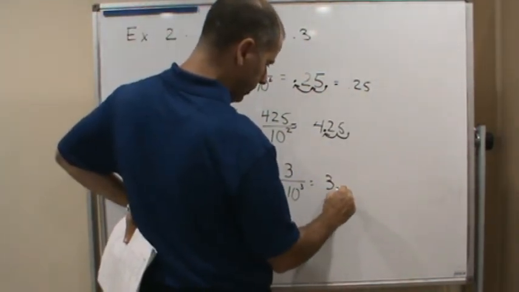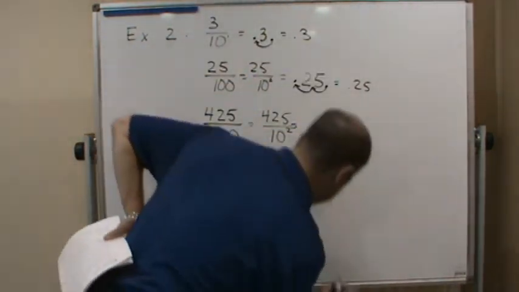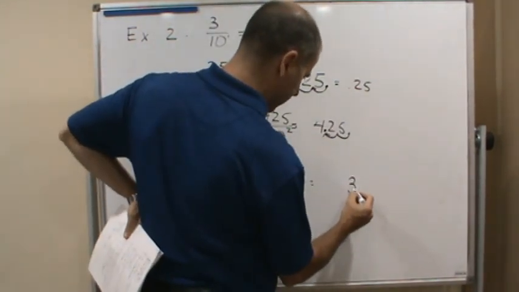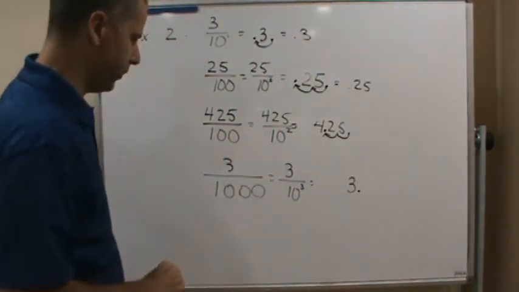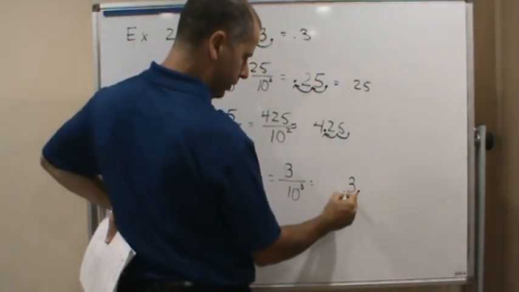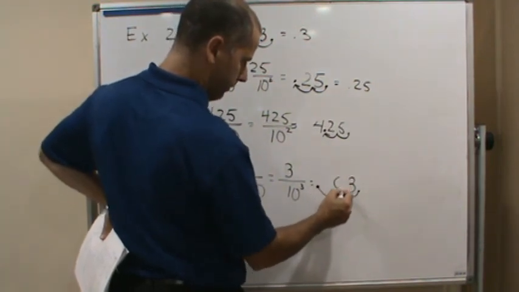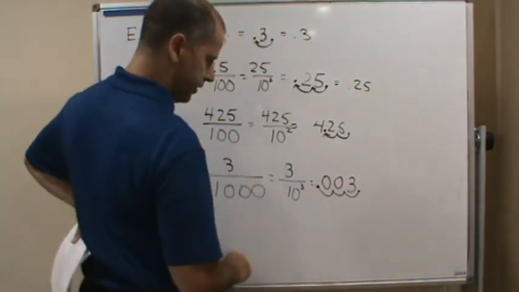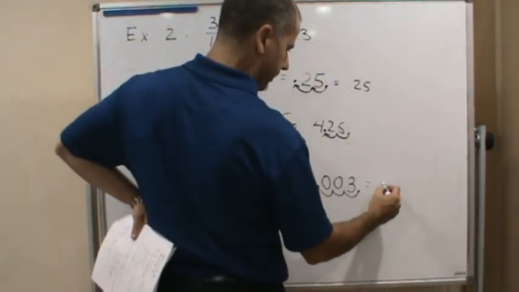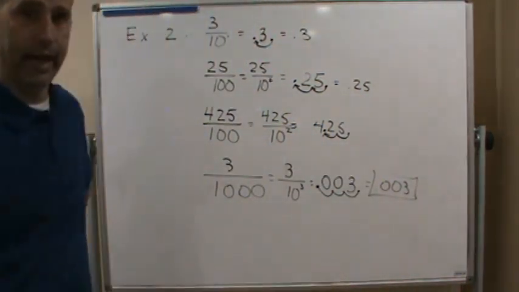So, 3, right? Let me give myself a little bit more room. So if I have 3 with a point there, with the decimal point, now I'm going to move it over to the left 3 place values. 1, 2, 3. And of course, I'm going to fill in zeros here. And we get the same answer. Okay, so there's another way to look at it.